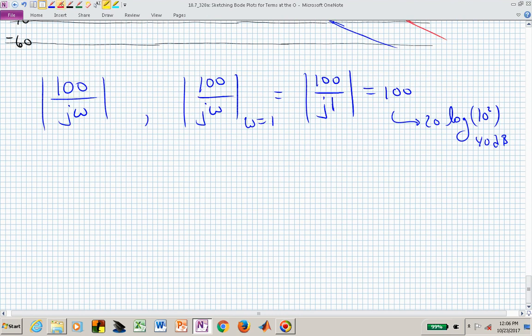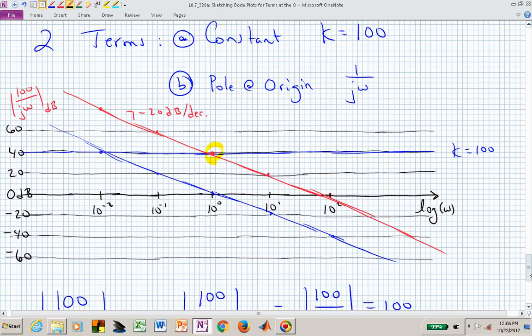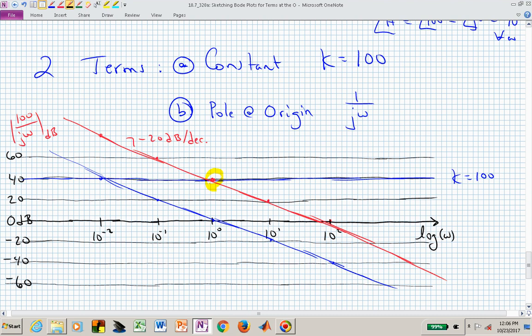Let's look at another frequency. Suppose we now said, let's look at 100 over jω when omega is equal to 0.1. So now we have 100. Let's go ahead and get rid of the j because that has a magnitude of 1, over 0.1. That's now 1,000. In dB sense, that's now 60 dB, and that's occurring at omega equal to 0.1 radians per second. At omega equal to 0.1, we better be at 60, and in fact that's where we are.